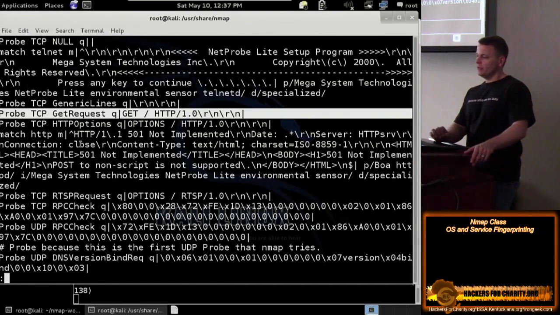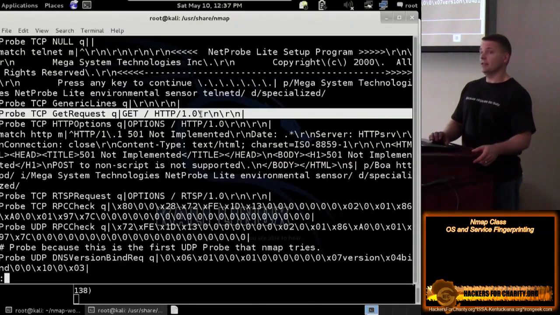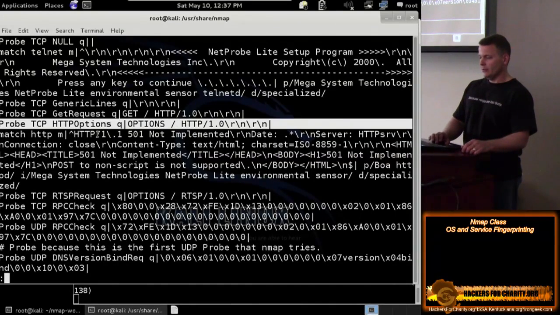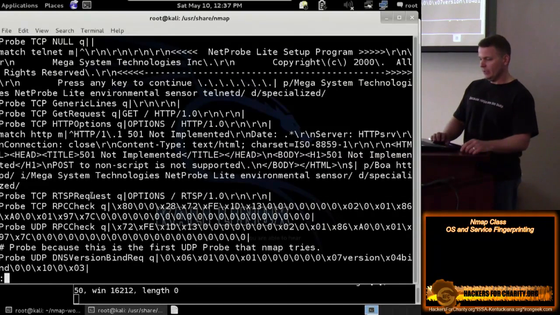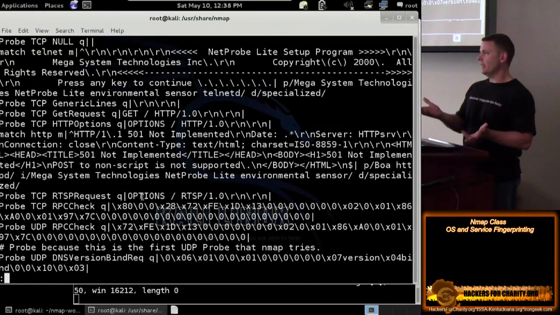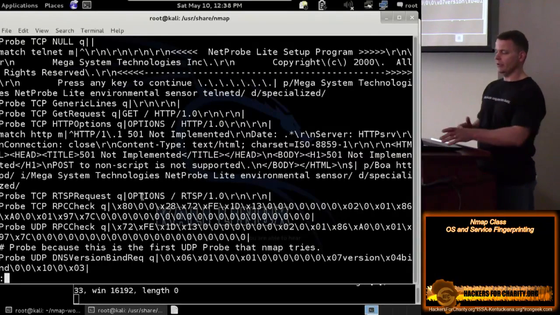There's a GET request. Adrian had mentioned this one earlier in his talk. There's a GET / HTTP/1.0. This would be the old version of HTTP that still runs actually on some embedded operating system devices like networking equipment and so forth. And then here's the HTTP 1.1 and several others. So it's kind of interesting to look through there, and you'll see a similar pattern throughout the entire file. There's going to be a probe and then a series of matches, and then it'll go on to the next probe.